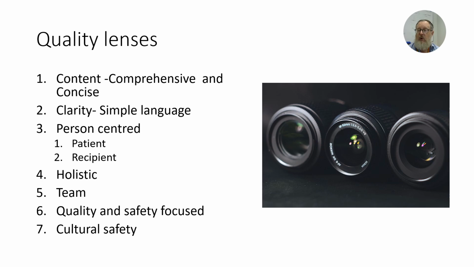So there are 7 quality lenses that you can use to characterize a good discharge summary. Is the content both comprehensive and concise? The second is clarity, keeping the language as simple as possible. Third is being person-centered, which means taking the point of view of both the patient and the recipient of the summary in this situation. Being holistic is the next lens. How you summarize says a lot about your ability to see all the aspects of the patient's health.